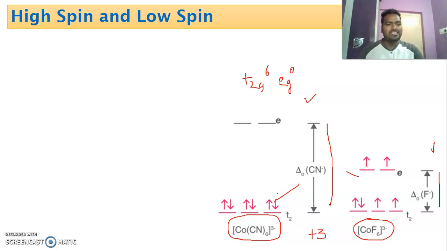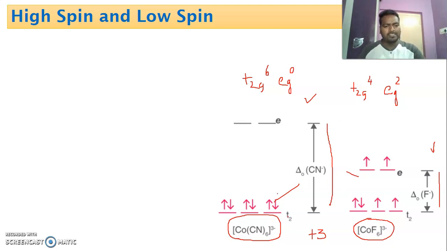And when you come to this complex, the electronic configuration is t2g4, eg2. There are 4 electrons in the t2g level and there are 2 electrons in the eg level. You must be able to write the electronic configuration by using t2g and eg. It's very simple. Write the split d level and fill in the number of electrons. But to fill in the electrons, it's quite difficult.